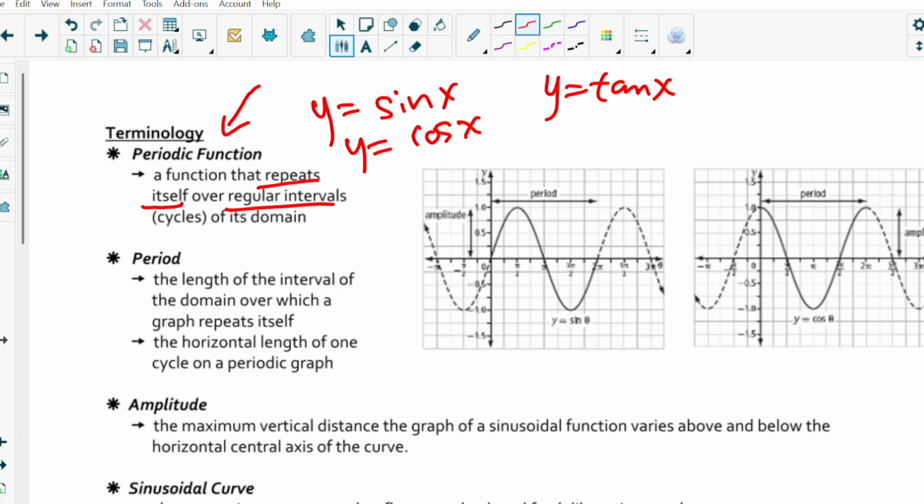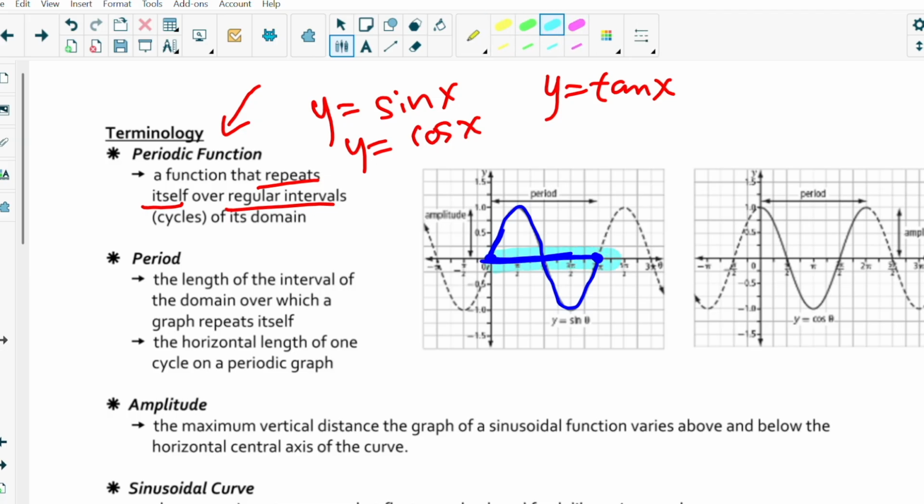Period: the length of the interval of the domain over which a graph repeats itself, the horizontal length of one cycle on a periodic graph. So on a periodic graph, you could start anywhere. I'll show you a couple examples. I start here, and then go through one cycle, and then stop, and that's one period. If I start here, that's the up cycle. I'm at the horizontal axis, and I go back down. This is the down cycle, and I come back up, and I stop. This is my period right here.